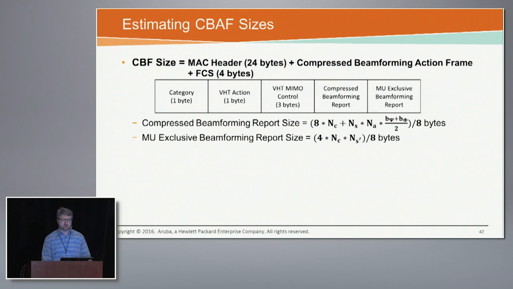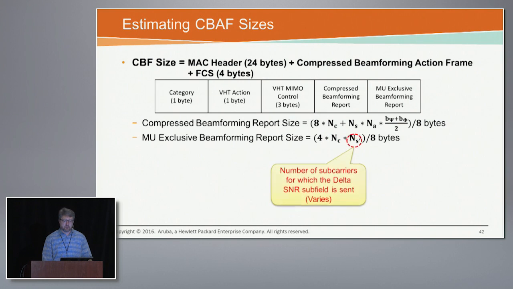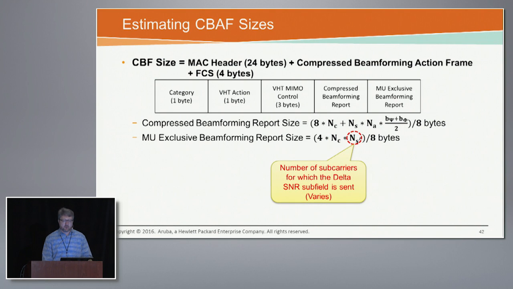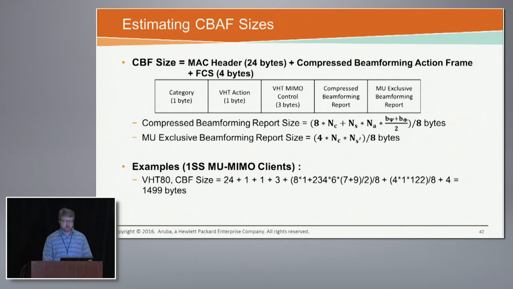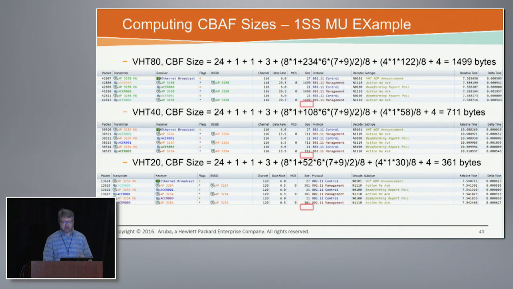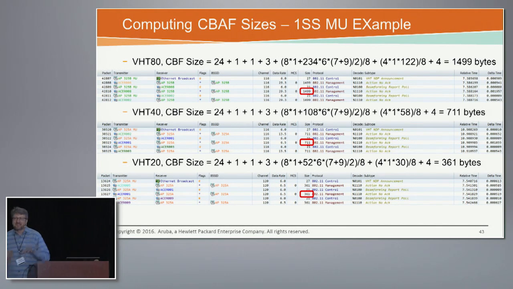And then for MU, there's an additional report tacked on the end with what are called delta SNRs, that make it even a little longer. So that's how you get to 1,499 bytes. Very easy math. Exactly. So trust me, I'm going to fly through this. Trust me, the math works. But here, we tied it out so you didn't have to.